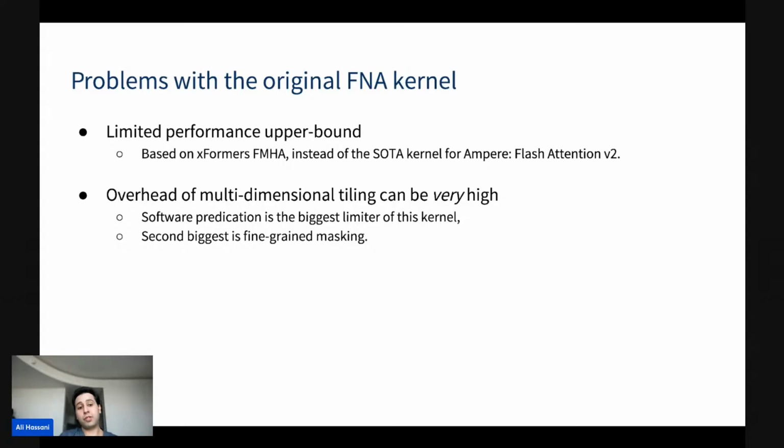But then the second biggest overhead was fine-grained masking. It's a lot of integer operations in a very, very critical part of your kernel, especially in newer architectures. So fine-grained masking itself can introduce some non-zero overhead to your kernel.